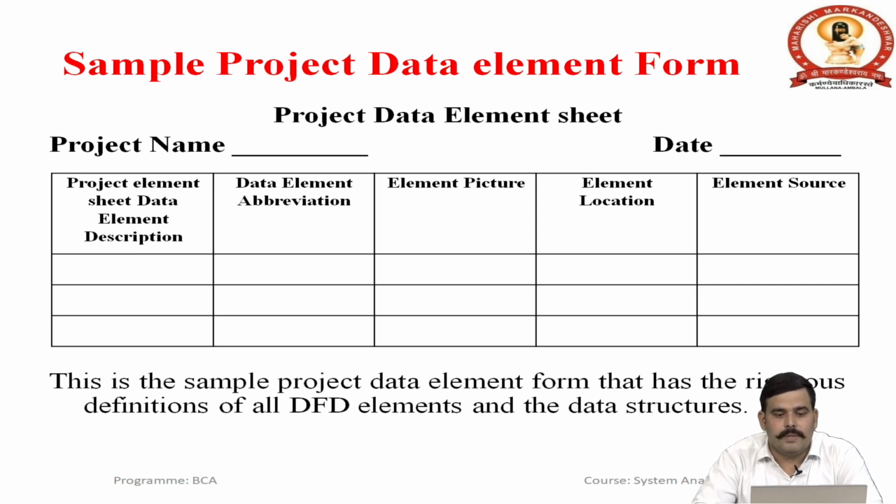So, all the details will be there in a sample project data element form, and this is the form that has the rigorous definitions of all the DFD elements and the data structures. All the DFD element names will be there, their abbreviations, their pictures, as we have discussed in the previous lecture. DFD has some notations, or pictorial notations, to represent elements of DFD. All things will be there for reference purposes.